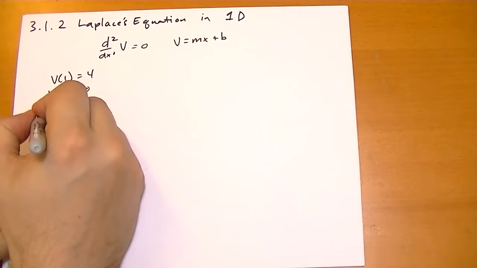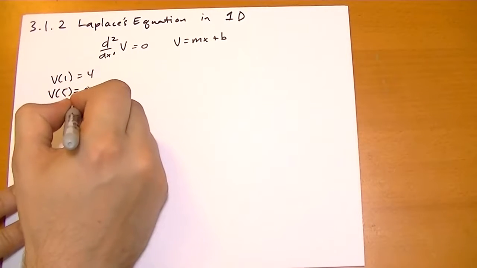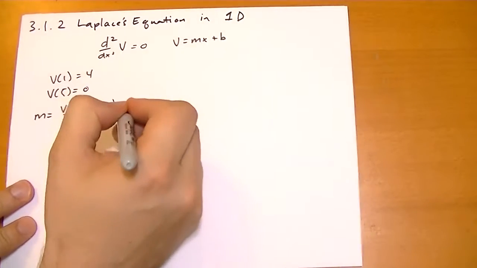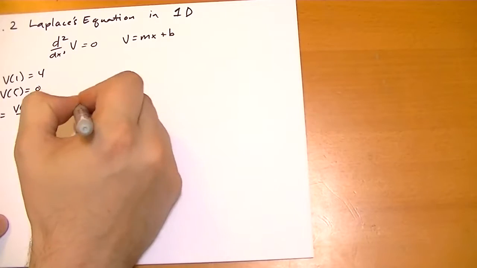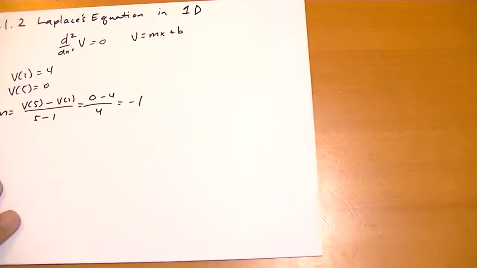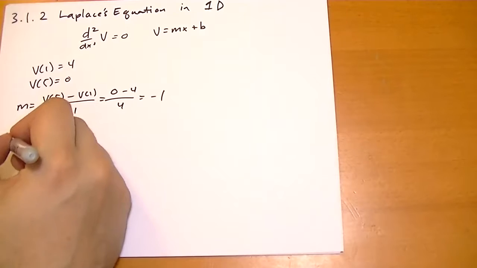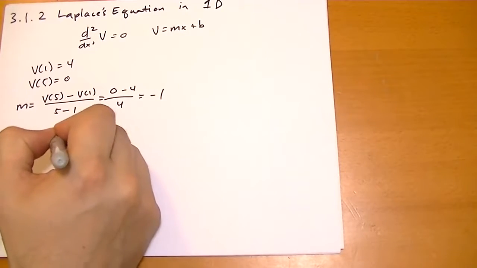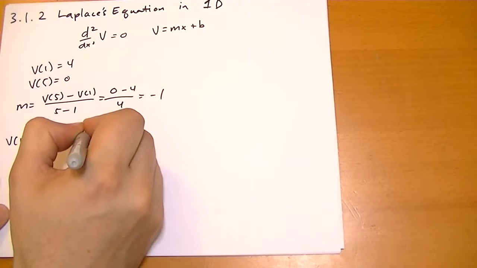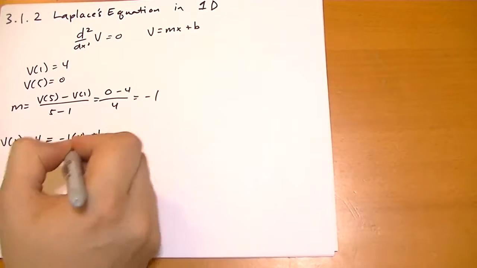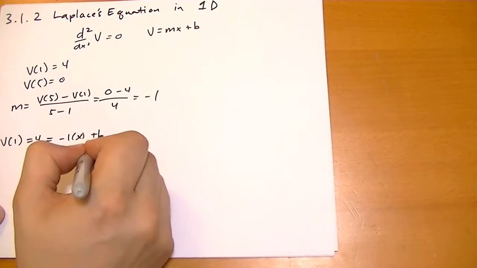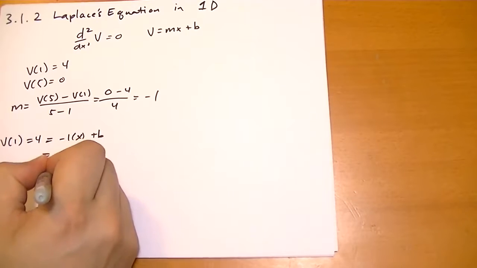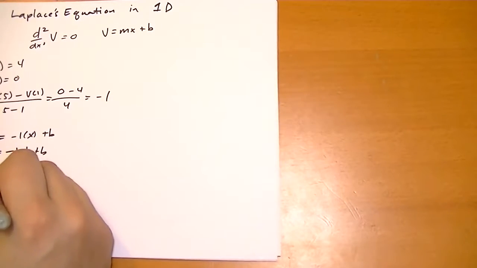Well, then we find the slope. So m is going to be v of 5 minus v of 1 all over 5 minus 1, which is 0 minus 4 over 4, which is negative 1. And then you plug in one value, so you say v of 1 is equal to 4. Well, that's going to be equal to minus 1 times 1 plus b. So 4 minus 1 is 3, equals b. So we get the equation for v of x.